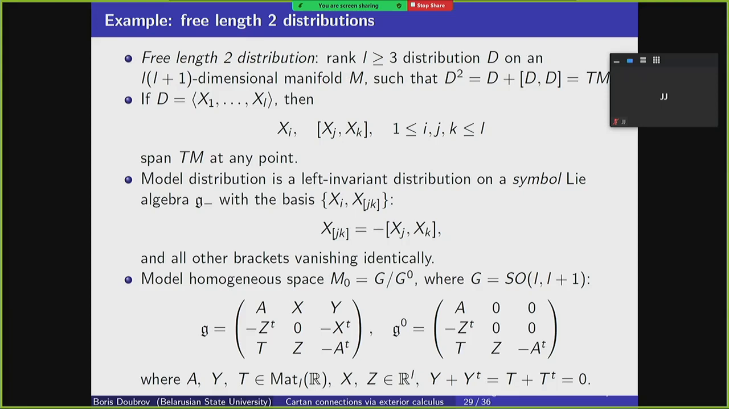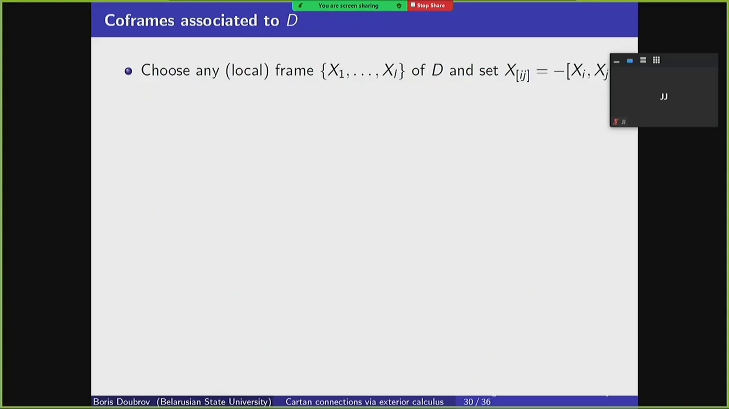So now we try to play the same game as we did. We would now understand what it means that a Cartan connection with this model matches with the data we have, with a free rank L distribution. So now we are not in the flat case. Now we are in an arbitrary case, which means that these vector fields no longer commute.